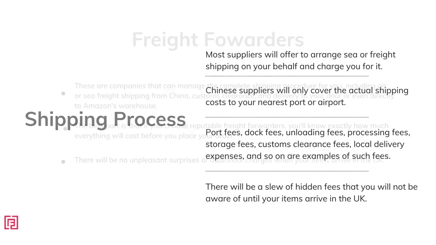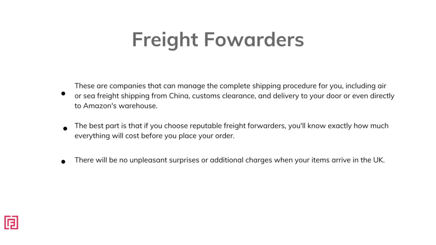You can simplify the entire process by choosing freight forwarders. These are companies that can manage the complete shipping procedure for you, including air or sea freight shipping from China, customs clearance, and delivery to your door or even directly to Amazon's warehouse. The best part is that if you choose reputable freight forwarders, you'll know exactly how much everything will cost before you place your order. As a result, there will be no unpleasant surprises or additional charges when your items arrive in the UK.